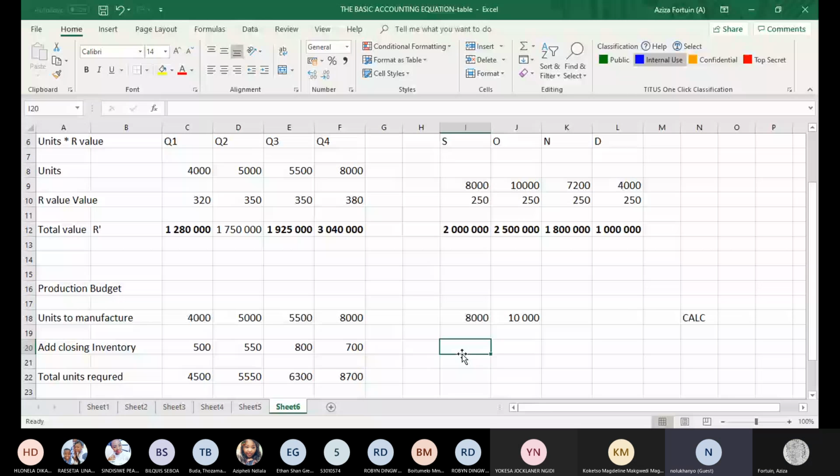For September it is 2,400. How did you get 2,400? You times 30% of the month's budgeted sales. The desired month's closing inventory of finished goods is 30% of the month's budgeted sales. So she took the 8,000 times 0.30.